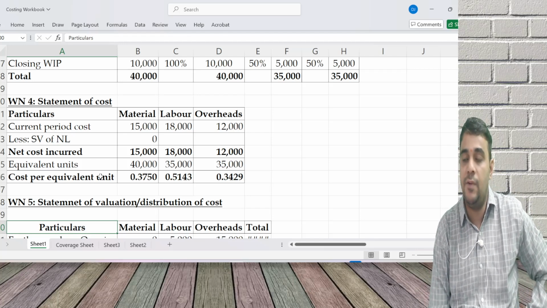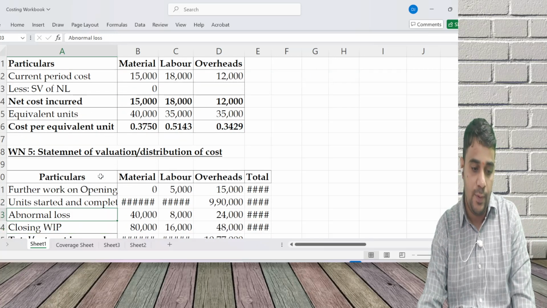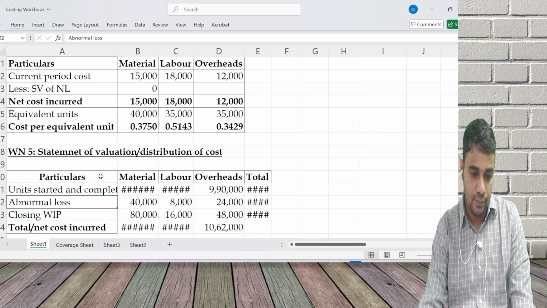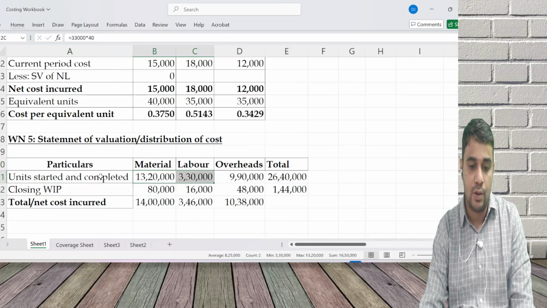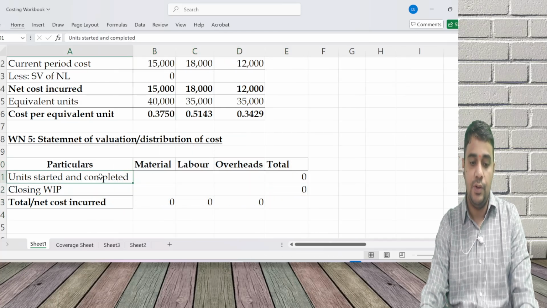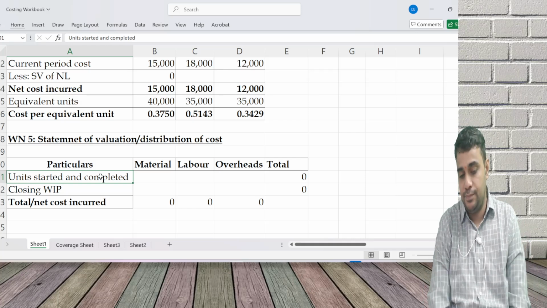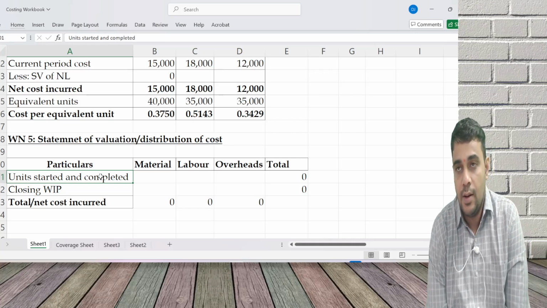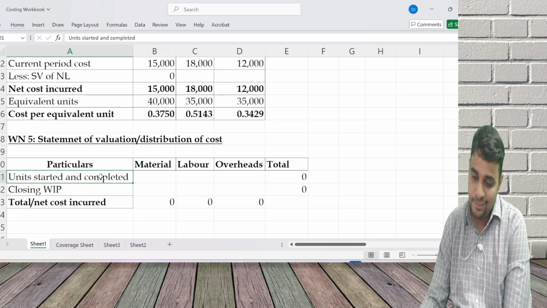0.3750, 0.5143, 0.3429. Then do the statement of valuation or distribution of cost. Need to value two items: units started and completed, and closing work in progress. A small rounding difference can come in this question.